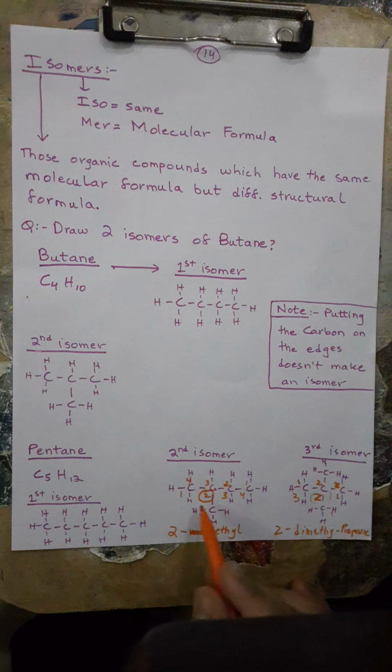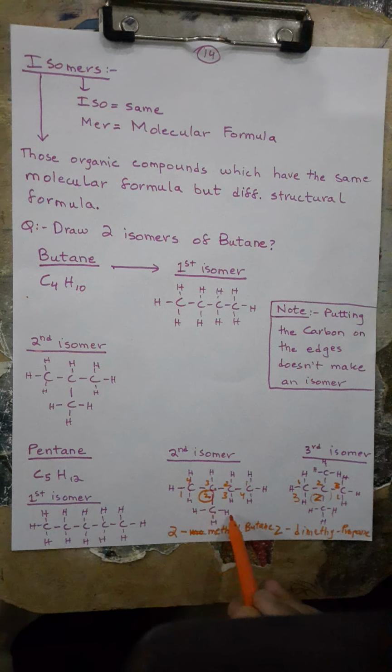So 4 carbons in a chain. So what does it make? Butane. Okay, 2 for this methyl, for 1 methyl. You know that from this, this carbon is missing 1 hydrogen. It has only 3 hydrogen.